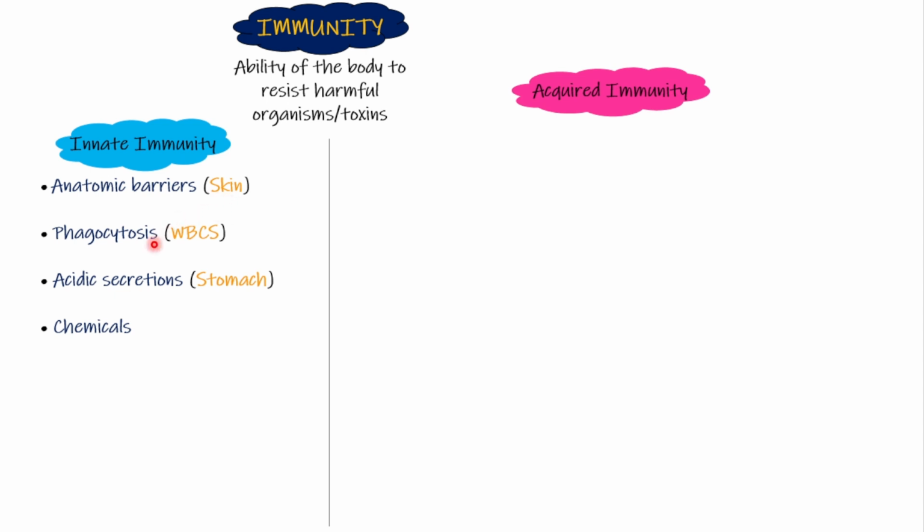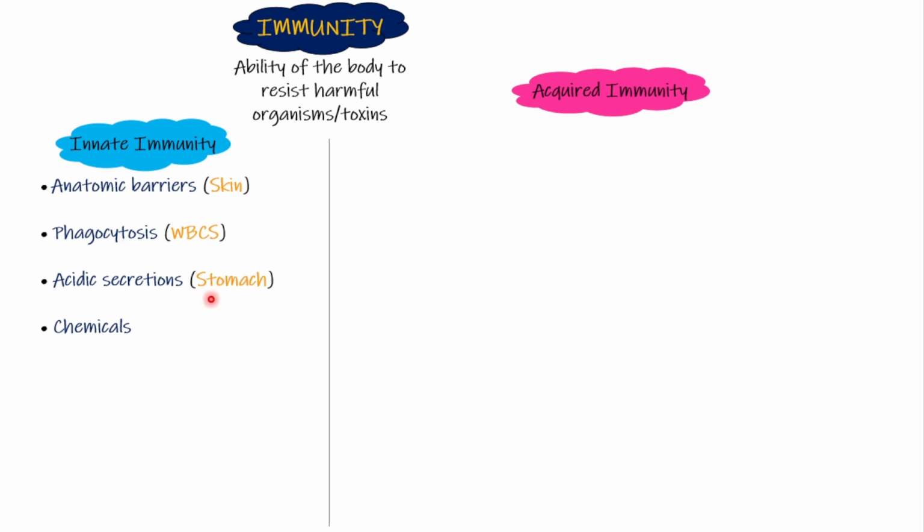Then we have the WBCs. So WBCs are also innately present inside the body. It is not the case that the body will only produce WBCs on exposure to some foreign invaders. Yes, the body will increase the number of WBCs when exposed to foreign invaders, but they are innately present. So these WBCs do phagocytosis and they eat the foreign invader.